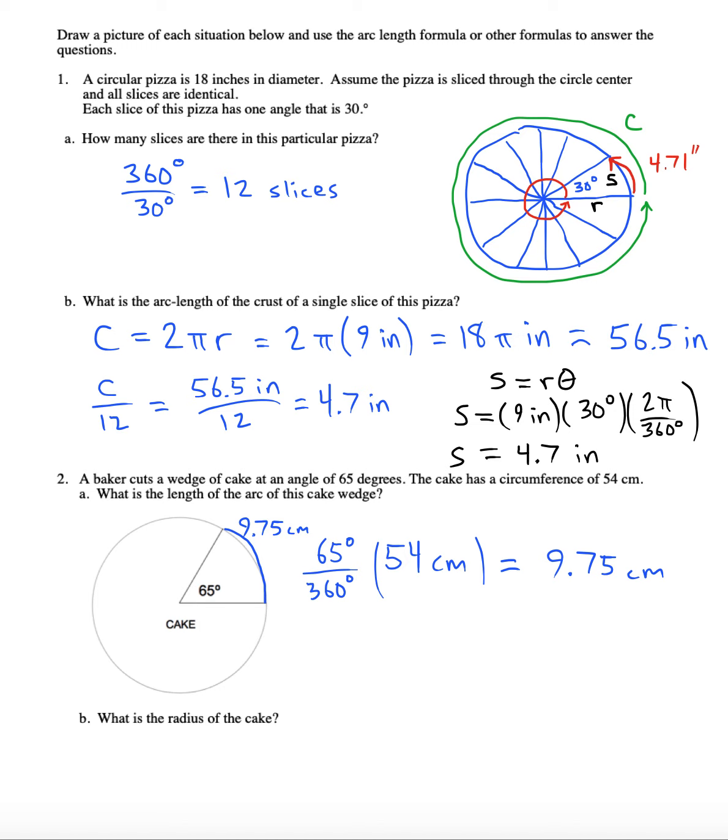Now, can I find the radius of the cake? I'll use S equals R theta. The arc length I had just found to be 9.75. We want to find the radius now. We know the angle, but we have to have it in radians. .59.